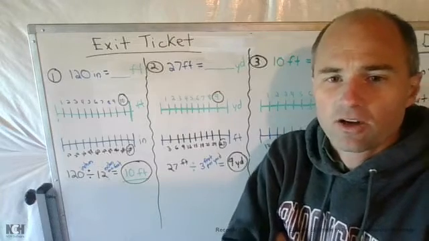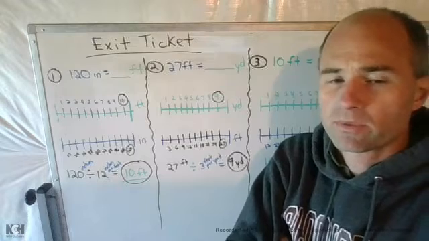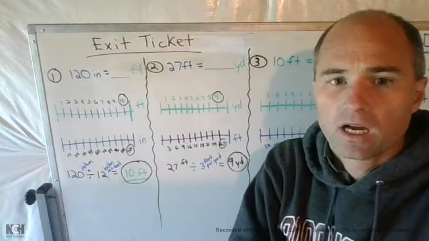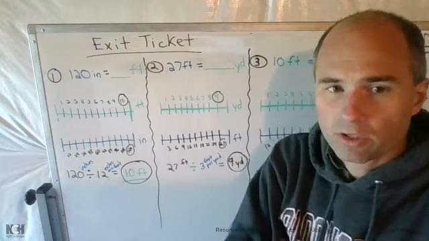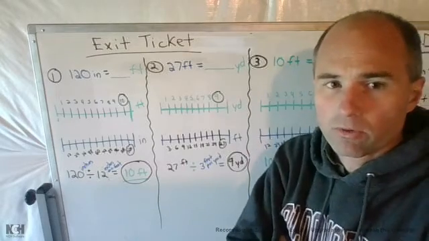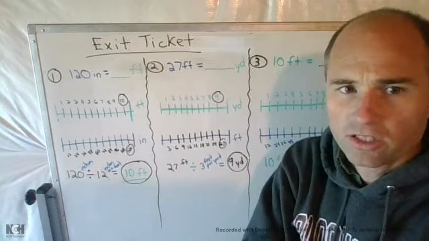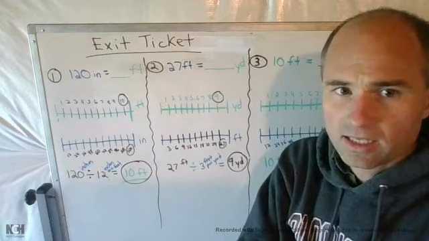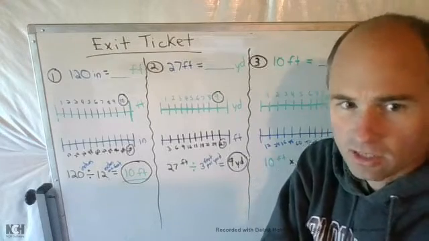All right, so let's go over our exit ticket from yesterday. It was 3 of the problems on that Google form. These were the specific 3 problems that were your exit ticket. They were the 3 problems that were worth points. So let's start with this first one. 120 inches equals how many feet?